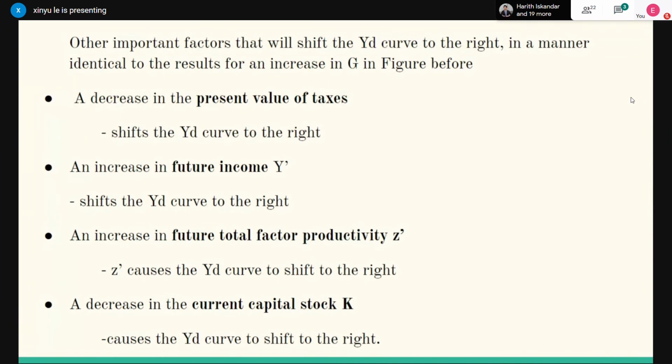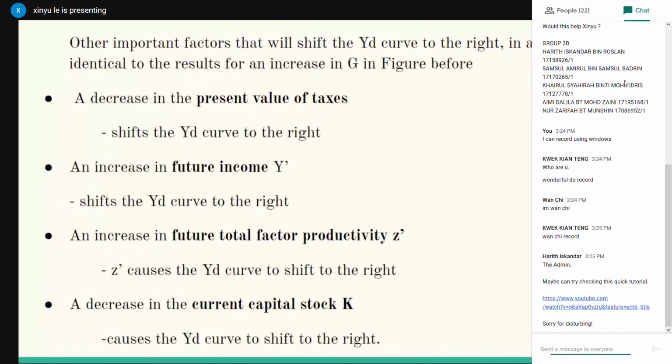Other important factors that will shift the YD curve to the right, in a manner identical to the result for an increase in G, are: first, the decrease in the present value of taxes. Second, the increase in future income. Third, an increase in future total factor productivity and a decrease in the current capital stock K.